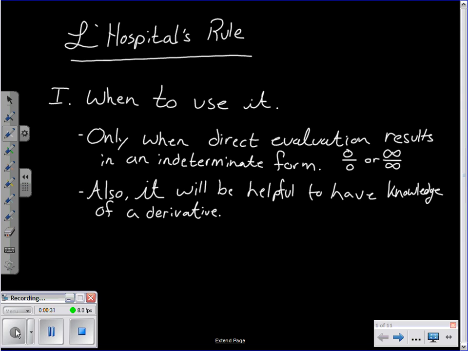Also, it's going to be helpful if you have knowledge of what a derivative is before you learn this lesson. Some of the stuff is going to look kind of magical unless you have practiced a little bit taking derivatives. So if you haven't taken derivatives yet, practice those and then maybe come back to this lesson.